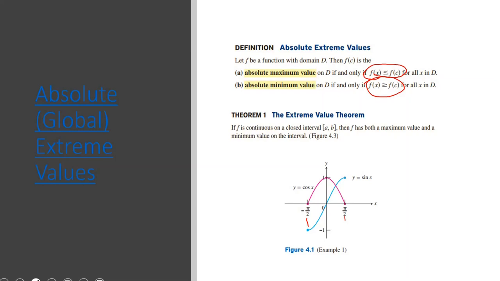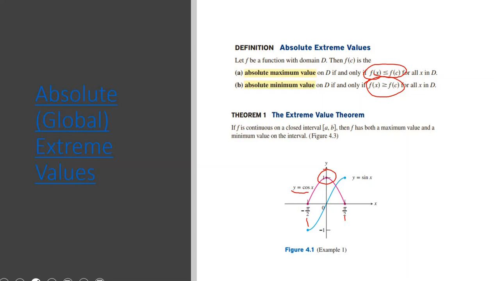So in short, if we take a look at figure 1 right here, for this particular domain, for y equals cosine of x, our absolute extreme value is located right here. Now you may be thinking to yourself, well, isn't y equals cosine of x a continuous wave function? Well, actually it is, and that's why we have the domain here between negative pi over 2 and pi over 2. Within this domain, y equals 1 is the absolute extreme value, and it's an absolute maximum.